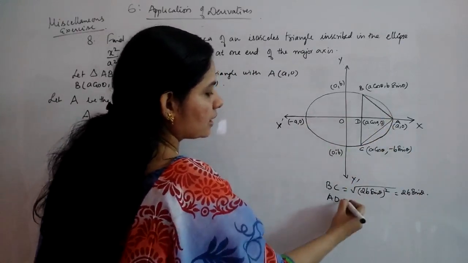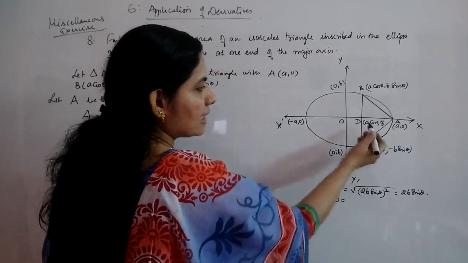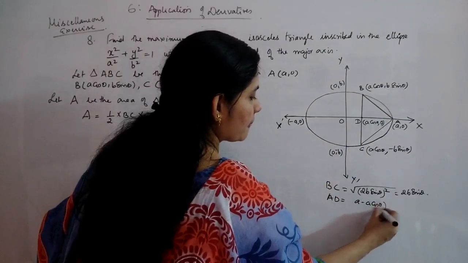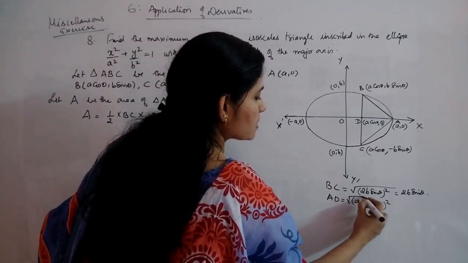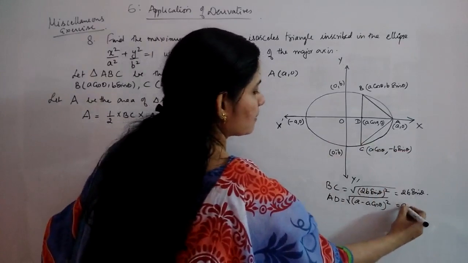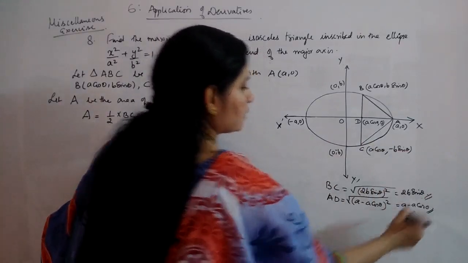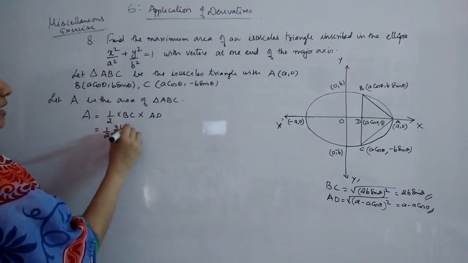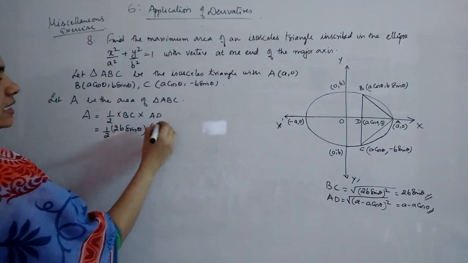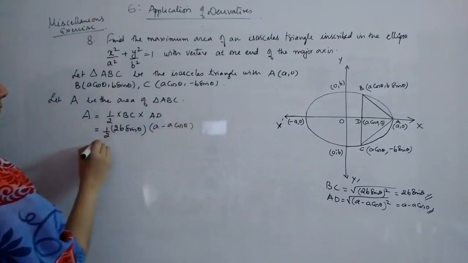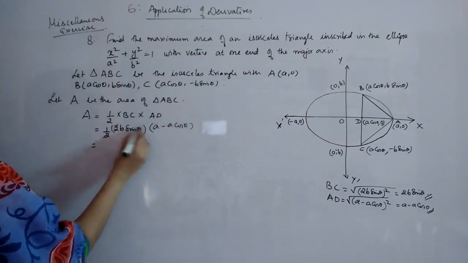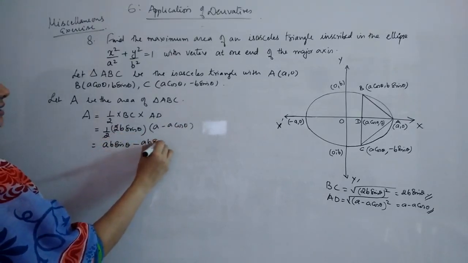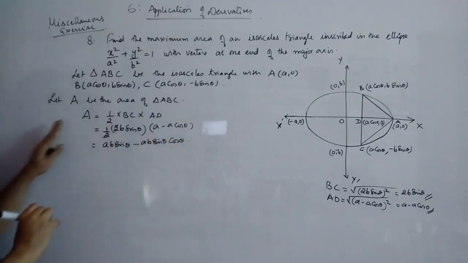Using the distance formula again, AD is the root of (a minus a cos theta) the whole square minus 0 minus 0. So AD is a minus a cos theta. Replacing, half into BC is 2b sin theta into AD is a minus a cos theta. The 2 gets cancelled. Multiplying, the first term is ab sin theta minus ab sin theta cos theta. So this is A.